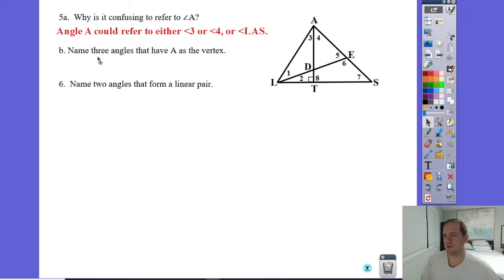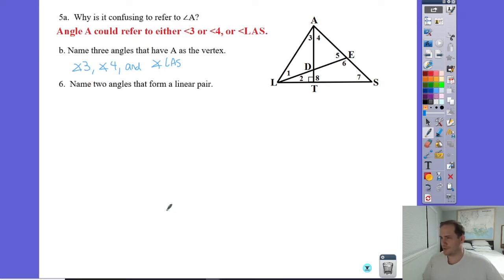Now what does part B say? It says name 3 angles that have A as their vertex. Well, actually I just did that up here. It was angle 3, angle 4, and angle LAS. I'll just write it again. Angle 3, angle 4, and angle LAS. Alright, now they're saying name 2 angles that form a linear pair.